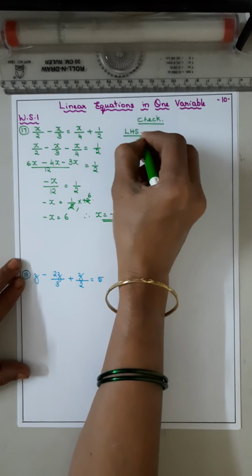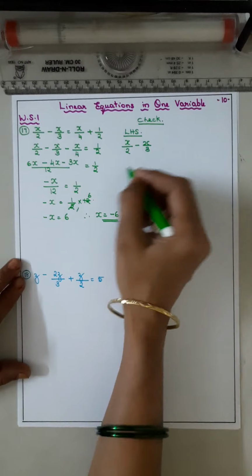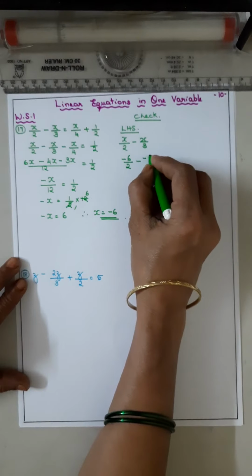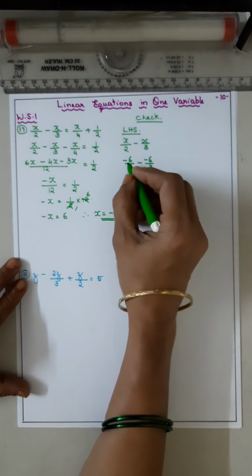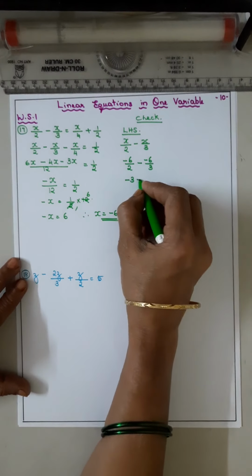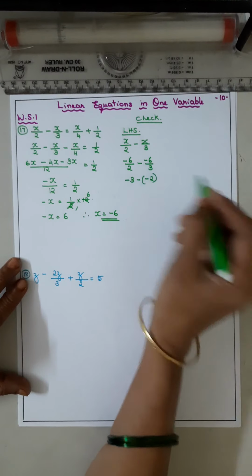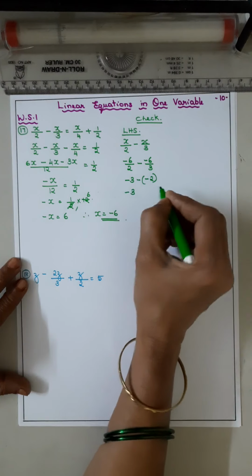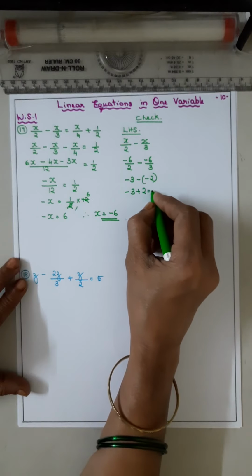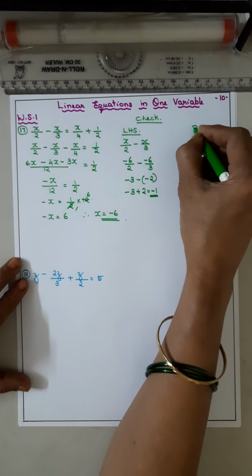LHS: x by 2 minus x by 3. Put the values: minus 6 by 2 minus, minus 6 by 3. Minus 6 by 2 will be minus 3. Now minus within the bracket, minus 6 by 3 will be minus 2. So it will become minus 3, minus of minus becomes plus 2. So the answer will be minus 1. Isn't it?